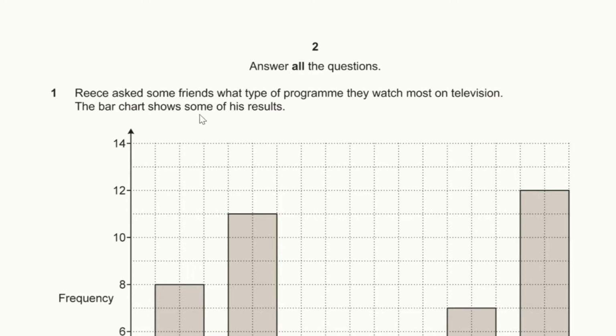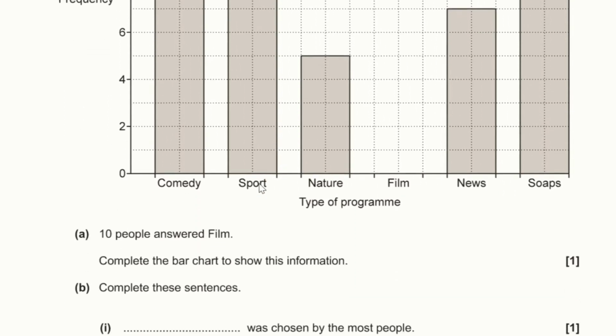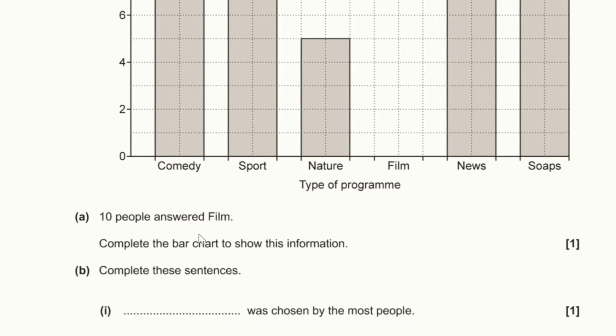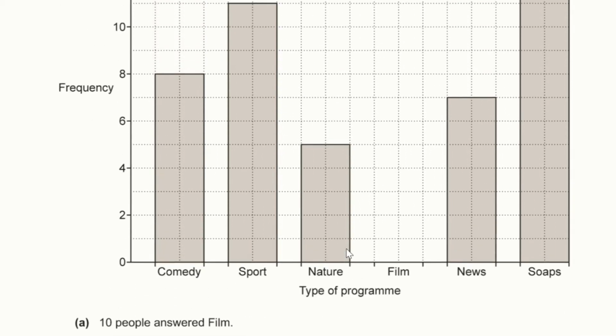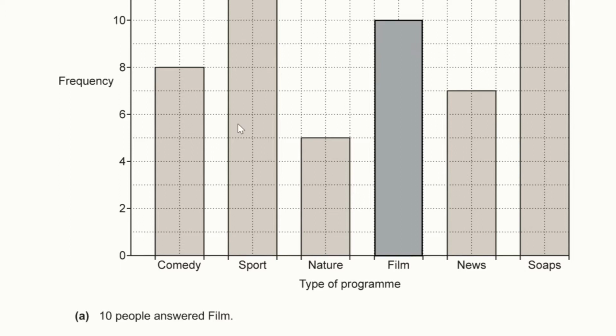Question number 1. Reese asked some friends what type of program they watch most on television. The bar chart shows some of his results. That's what we see here. For part A, 10 people answered film. We have to complete the bar chart to show this information. So if we take a look at film, here is the completed bar chart. We have shown information for film. We've got a frequency of 10.